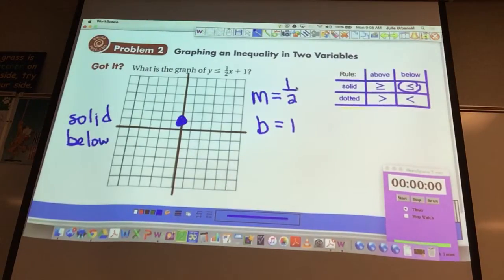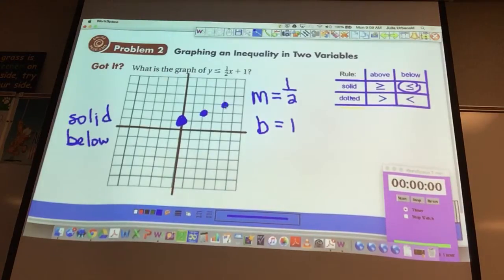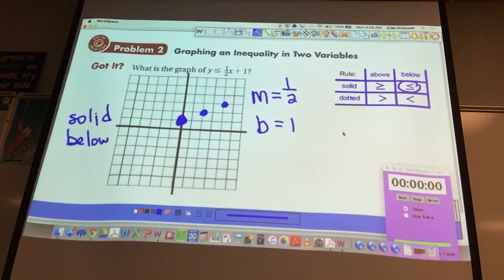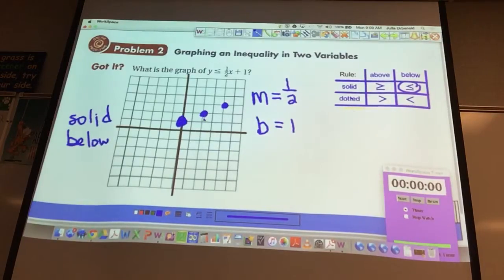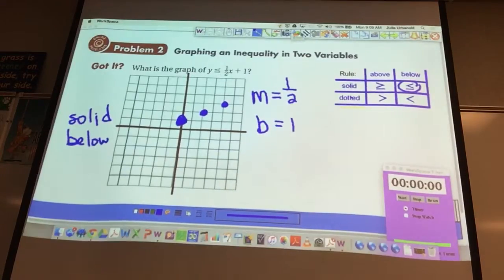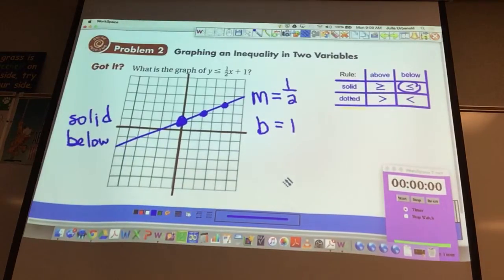The slope says to go up 1 and right 2. Do it again. Up 1 and right 2. All of that is normal from what we did in the past. Up 1 and right 2. Up 1 and right 2. So take your ruler and make a nice, straight, solid line. I'm just going to extend it there.